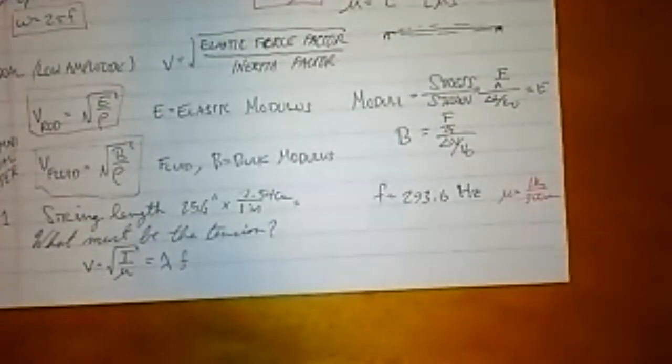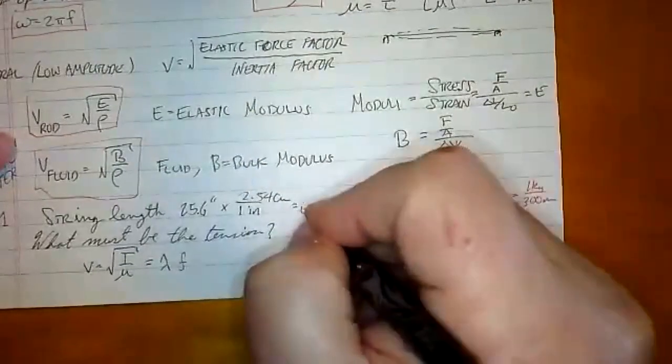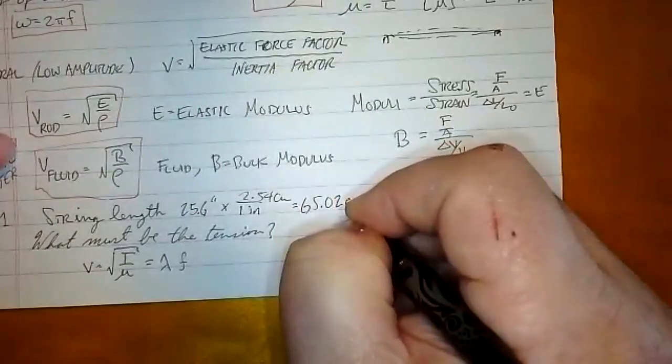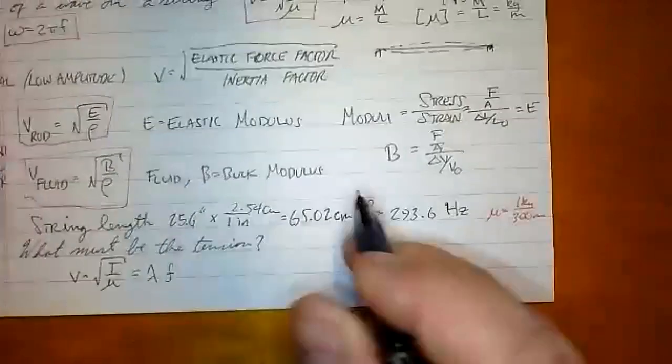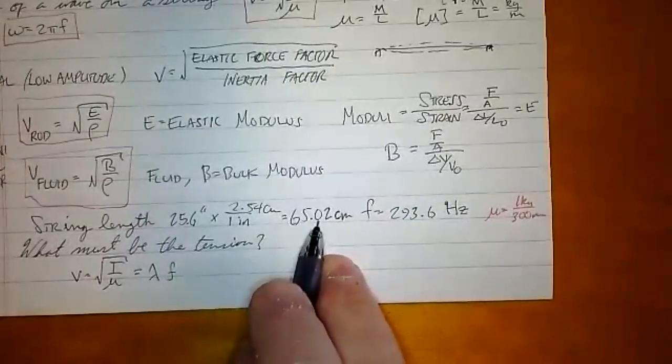So converting that 25.6 inches times 2.54 gives me 65.024 centimeters. Then I know that the wavelength is going to have to be twice that big, because that's the fundamental.